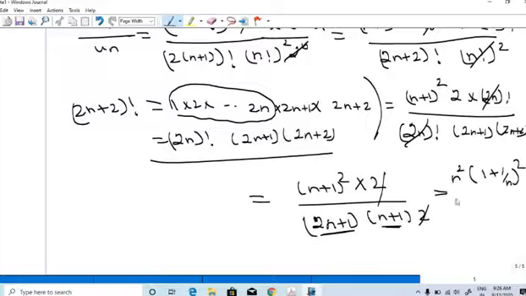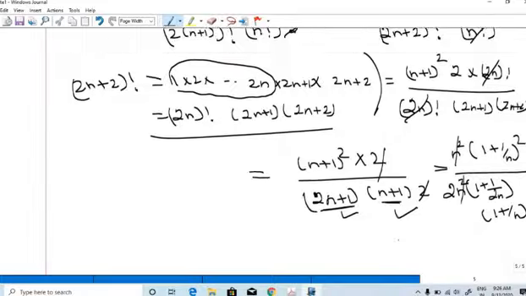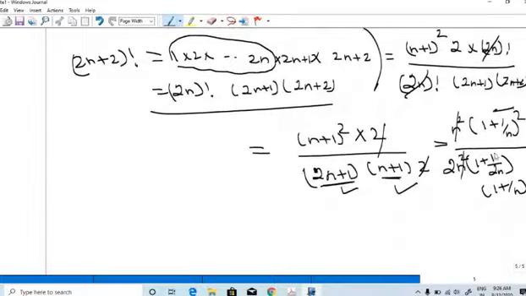Again, if we take 2n outside from this term, therefore 1 plus 1 by 2n. If you take n from the second term, therefore we get 1 more n, therefore n square into 1 plus 1 by n. Okay, now n square cancel. Now as n goes to infinity, this goes to 1, this goes to 1, this goes to 1. Therefore, totally this goes to 1 by 2.